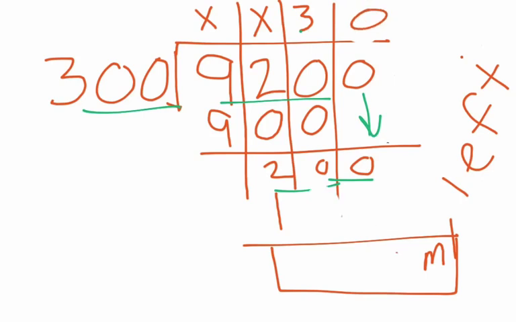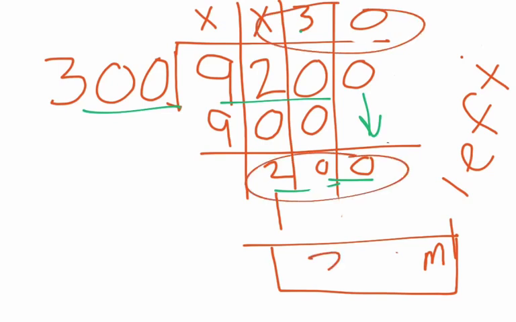Again, 300 goes into 200 0 times, so looks like she can make 30 bottles of 300 liters, and there'd be 200 left over.